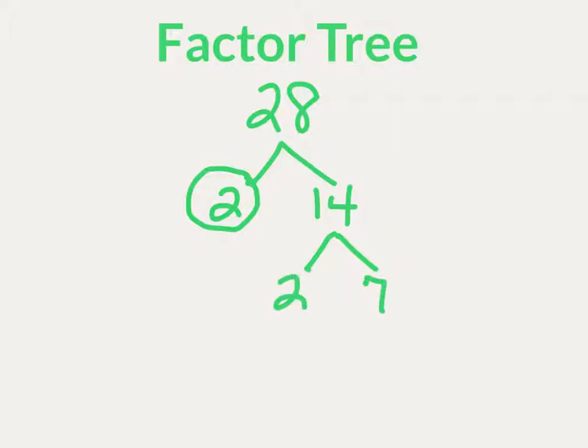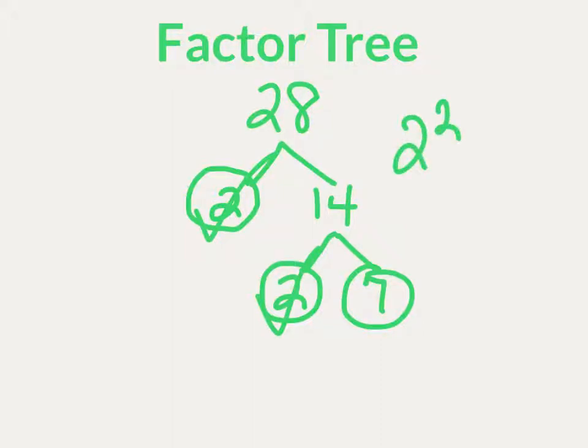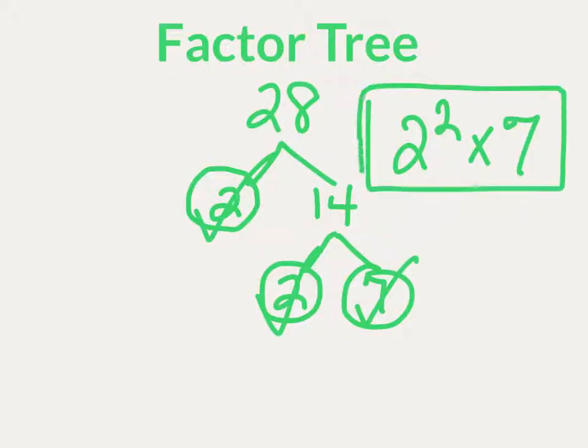The number 2 is prime, so that ends that branch. And the number 7 is also prime. I can only get 7 by multiplying the factors 1 and 7. Since all of my branches have ended, now I count up my 2's, which I have 2, 2 squared, and my 7's, which I only have 1, times 7. 2 squared times 7 is the prime factorization of the number 28.